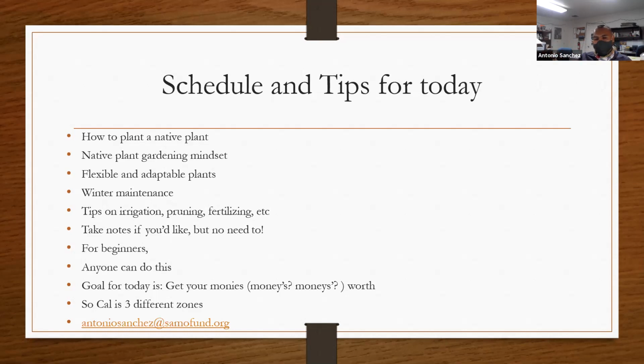Right now is winter. You can step outside, put your coat on, and it's 82 damn degrees outside. This is winter in Southern California. So I'll talk about winter maintenance, and then I'll give you tips along the way on irrigation, pruning, fertilizing, etc.